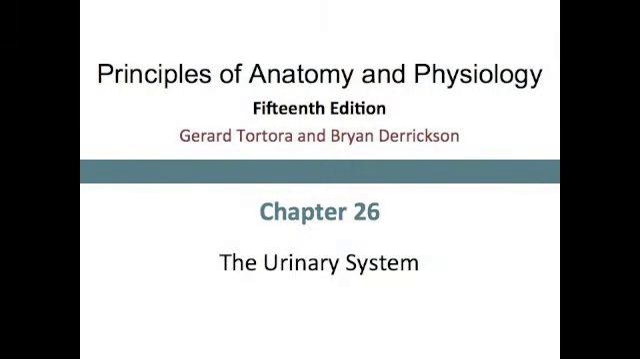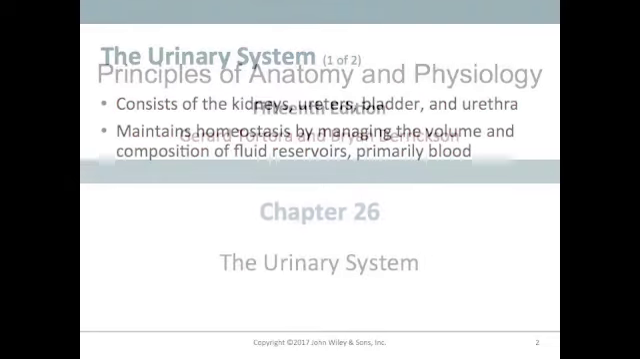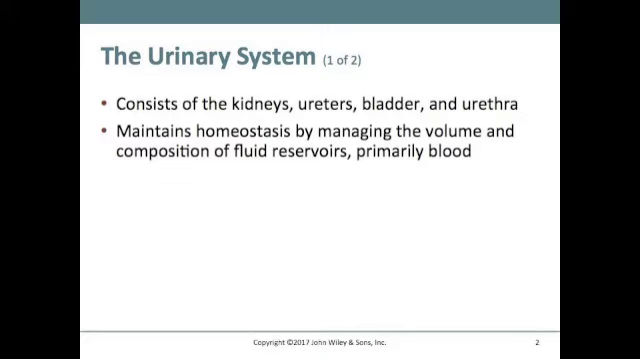Tonight's lecture is over chapter 26 concerning the urinary system. This chapter begins on page 1042 in your textbook. The urinary system contributes to homeostasis by excreting wastes, altering blood composition, pH, volume, and pressure, maintaining blood osmolarity, and producing hormones.